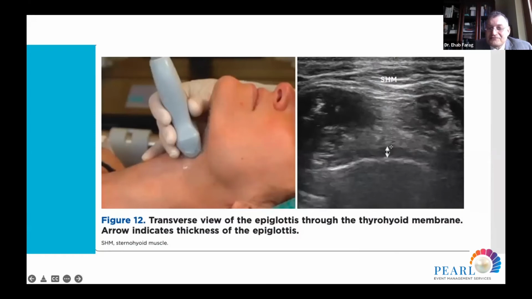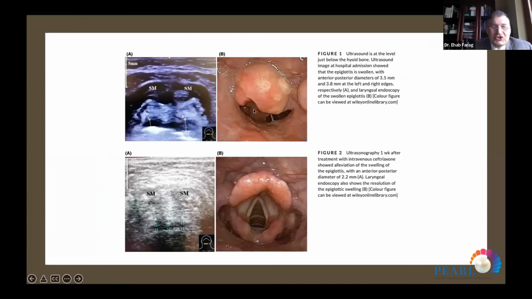You have here the epiglottis. Deeper to it is the hyperechoic interface. This distance is usually 0.2 centimeter, and if double the normal, it usually raises the suspicion of epiglottitis. Another image here, the patient with epiglottitis, as you see, and here the width of the epiglottis is double the normal. Here, after treatment with antibiotic, it becomes back to normal.